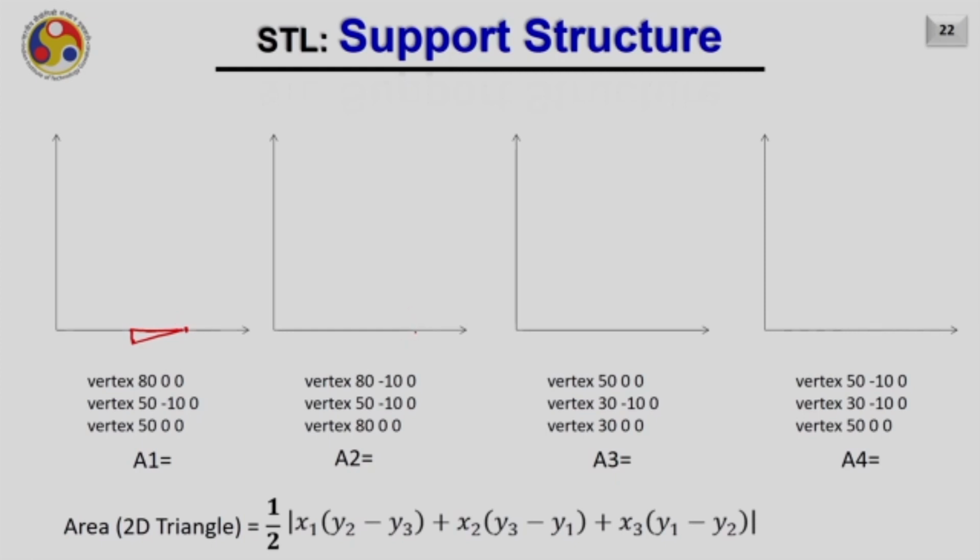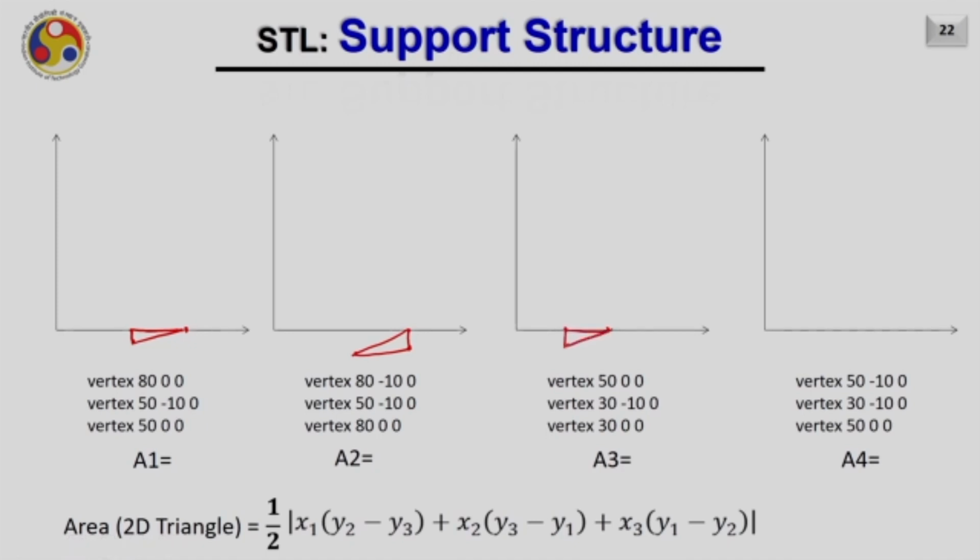Now this is 80 comma minus 10. So this is 80, this is minus 10, 80 comma minus 10, then 50 comma minus 10 and 80 comma 0. 80 comma 0 is here. That means this is the triangle. Similarly, the third triangle will have 3 vertices: 50 comma 0 comma 0, so 50 comma 0 comma 0 here, then 30 comma minus 10. So this is 30 comma minus 10 and 30 comma 0 comma 0.